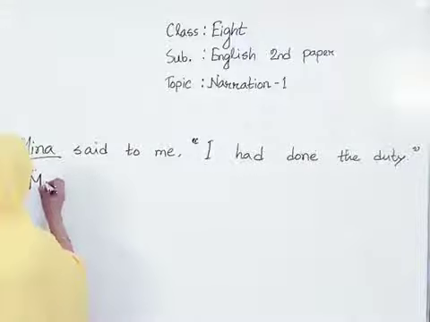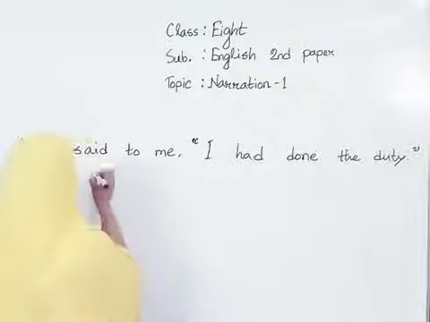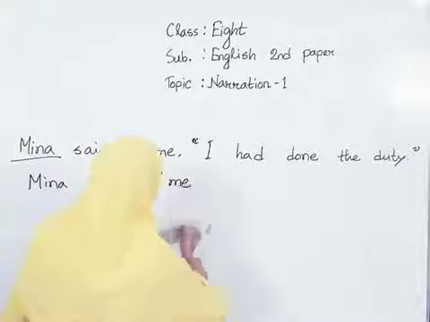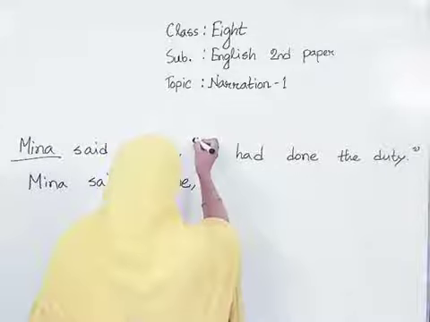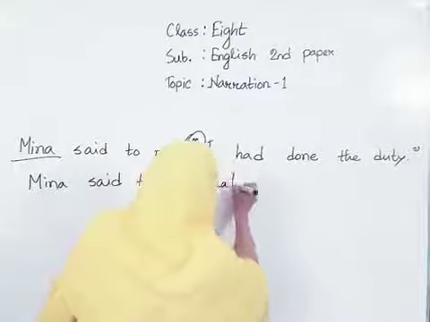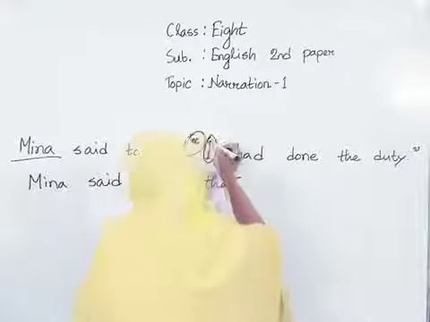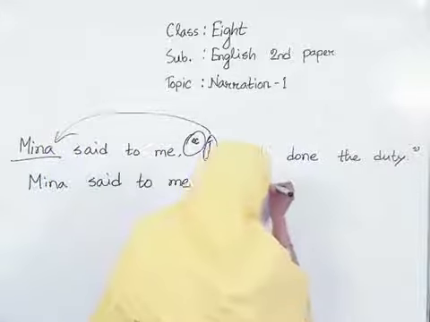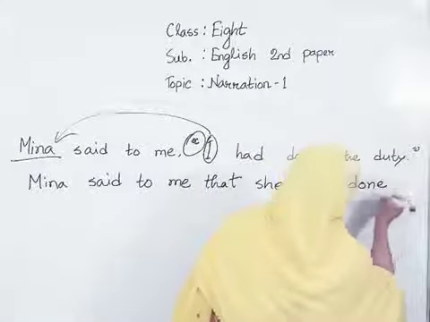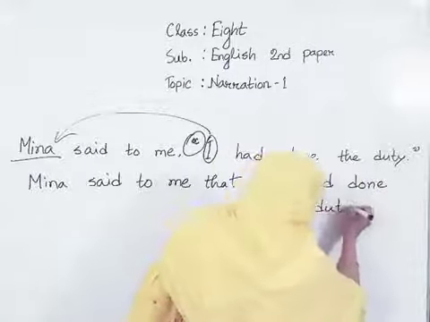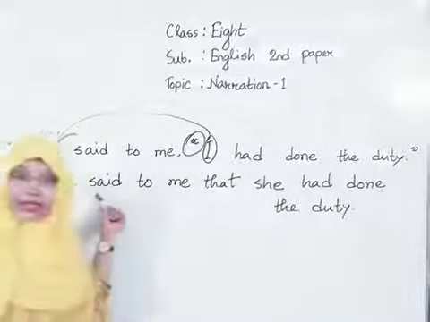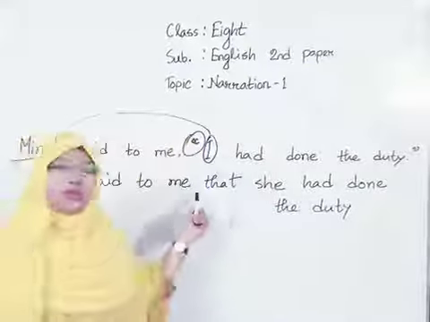Here, the subject is Meena. Then the reporting verb said. Then to, then me, then the inverted comma. For this inverted comma, we will write that. Then I will be changed into she. Then according to the rule, had. Then done. The duty. Dear students, I have changed the direct narration into indirect.